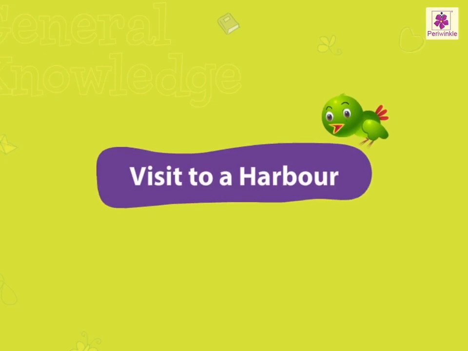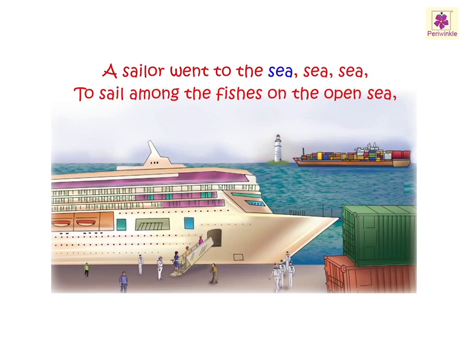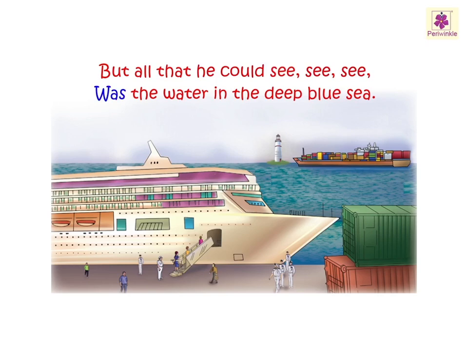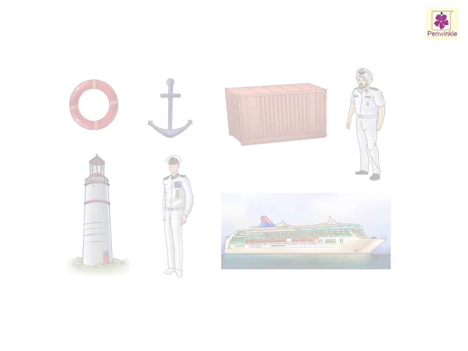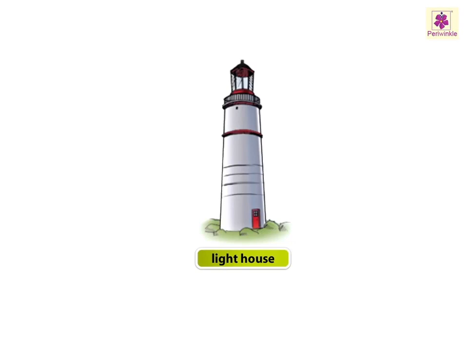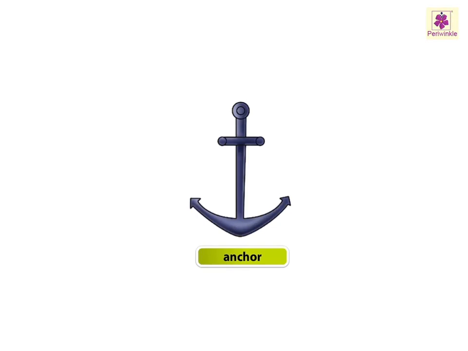Visit to a harbour. A sailor went to the sea, to sail among the fishes on the open sea. But all that he could see, was the water in the deep blue sea. Some of the people and things that we see at the harbour are life buoy, lighthouse, container, cruise ship, anchor, captain, sailor.